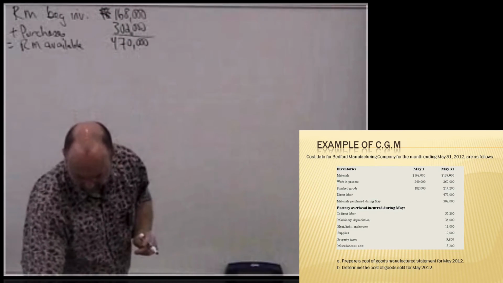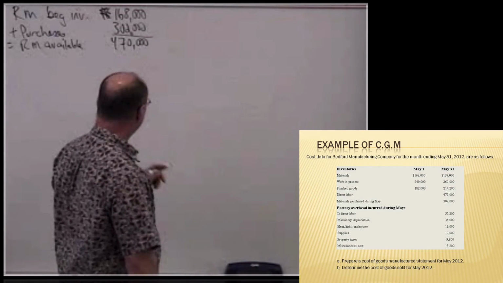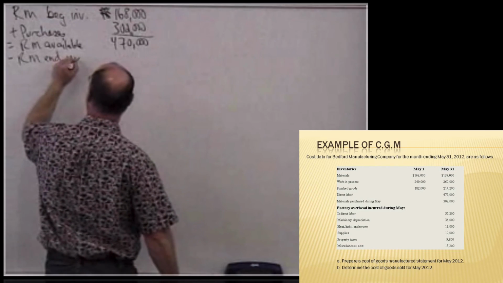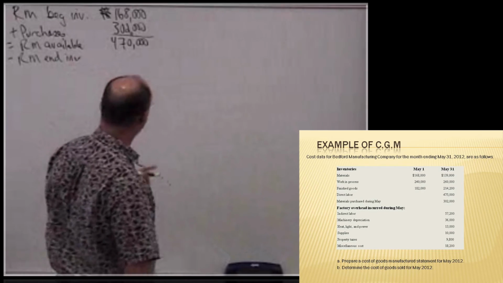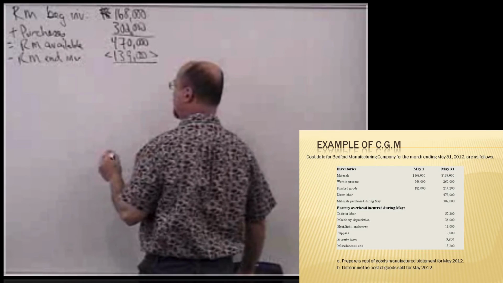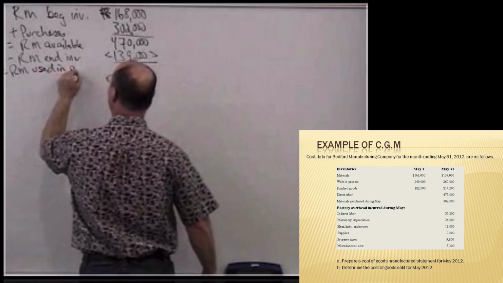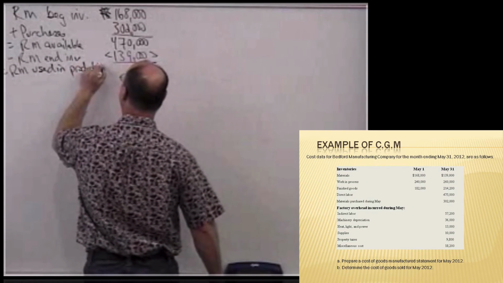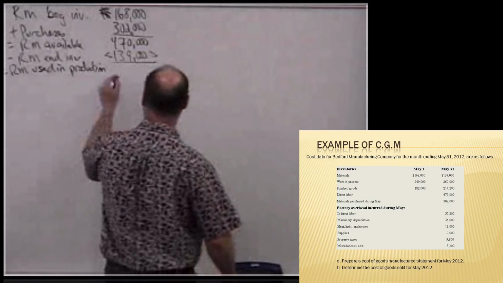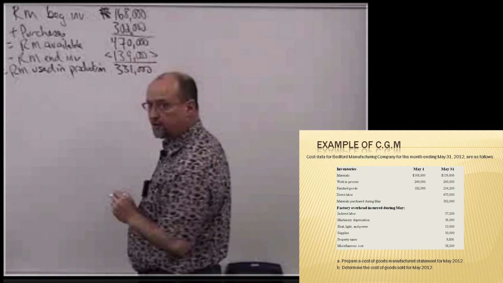Okay, I have my solution in front of me to save me some time doing the math here. Then we're going to subtract raw materials ending inventory from May 31st, which is 139,000. And I always like to put brackets around numbers I'm going to subtract. And this equals raw materials used in production. Okay, and that number is 331. So there's raw materials used in production.